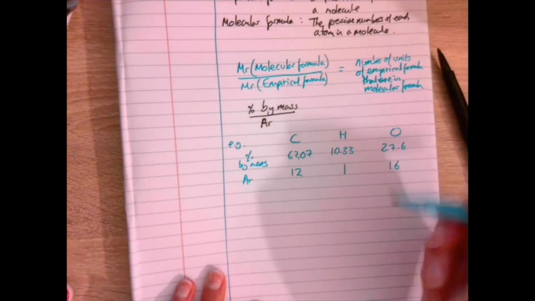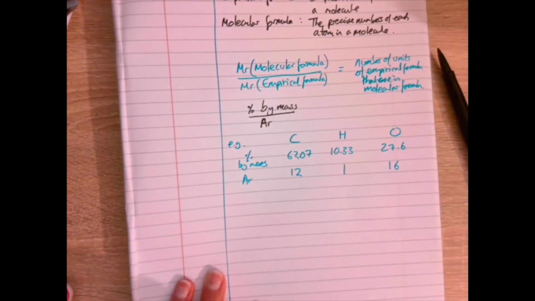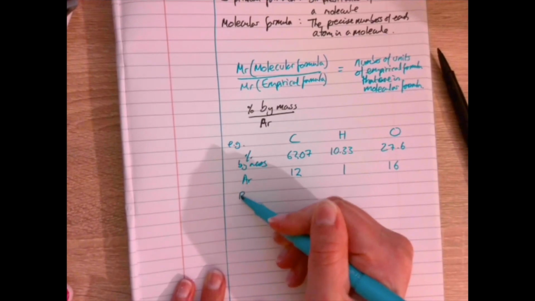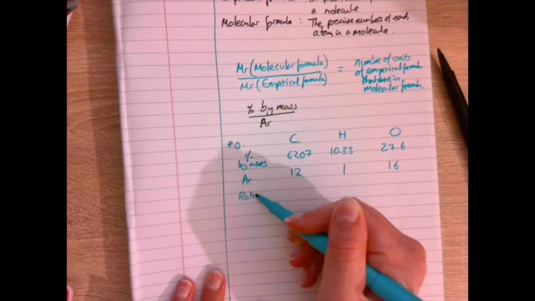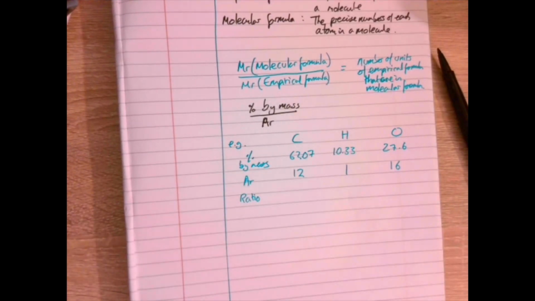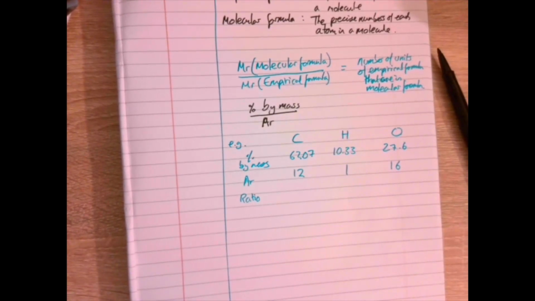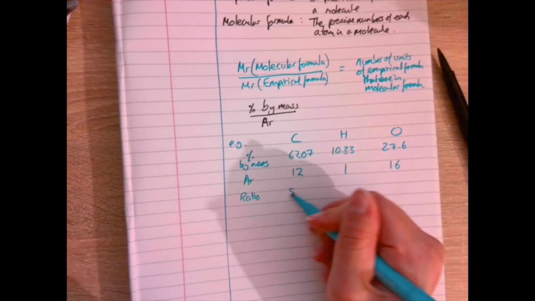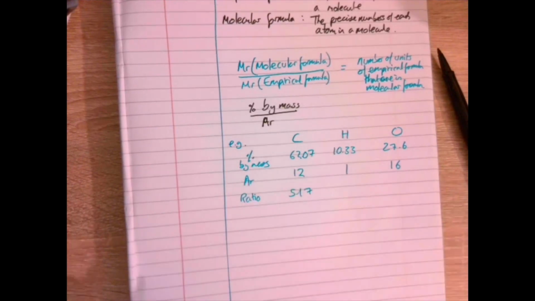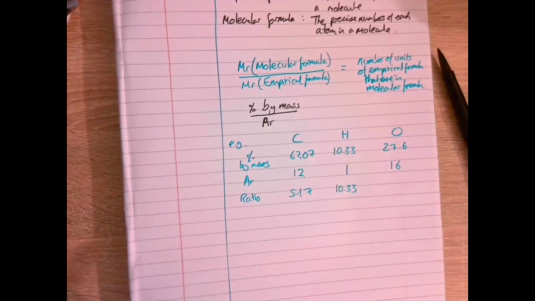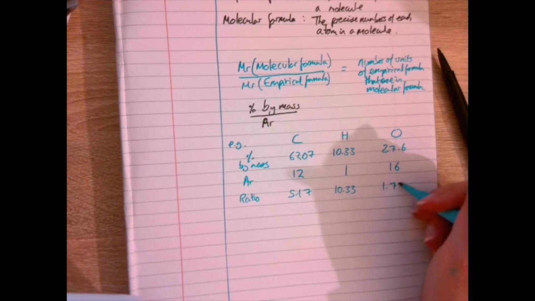So we can then divide through our percentage by mass by our relative atomic mass to start to look at our ratio of the numbers of atoms. So 62.07 divided by 12 is 5.17, and hydrogen is still going to be 10.33, and then our oxygen 27.6 divided by 16, which gives us 1.725.